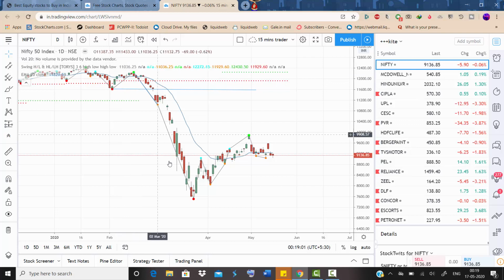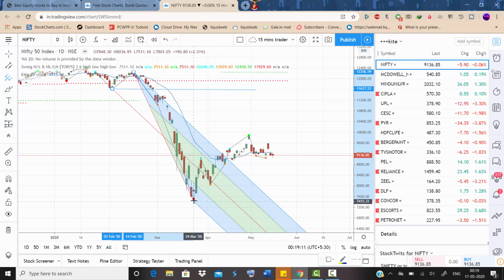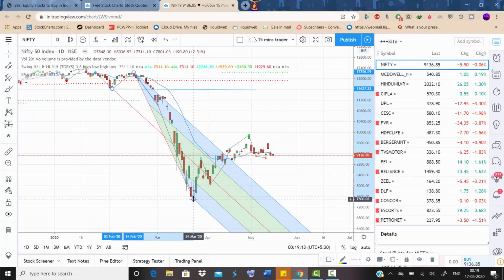So A, B, and C. So this C has shifted to here. So now we draw a pitchfork. A, B, C. We just get the direction of the trend.